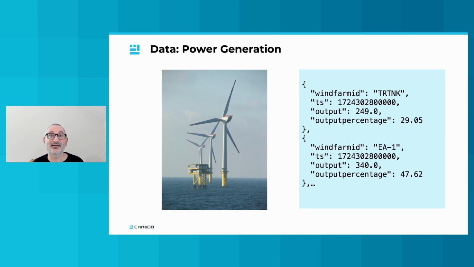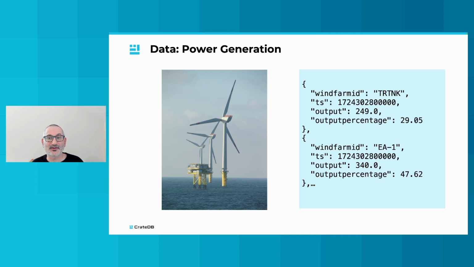We don't get data for individual turbines at this point. And we've got a percentage, which is what output of its total capability the wind farm is generating at this point. So up at the top there, you see it was running at 29% of its possible output capability.